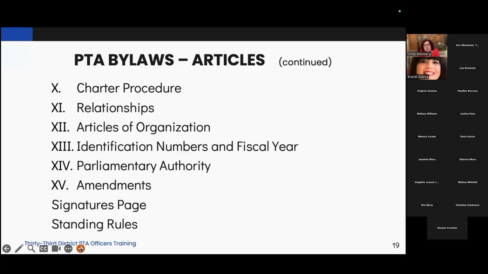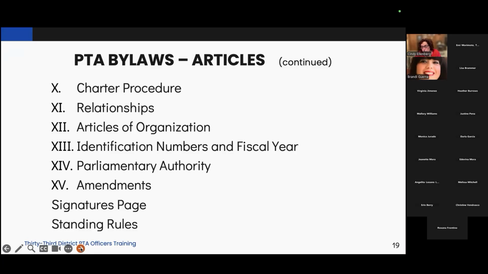One thing to note, if something is changed in the state PTA bylaws and in the templates that you haven't moved to for updating your bylaws, that still goes into effect. For instance, when the national dues increase came up, even if you didn't have it in your bylaws, it needs to be paid.